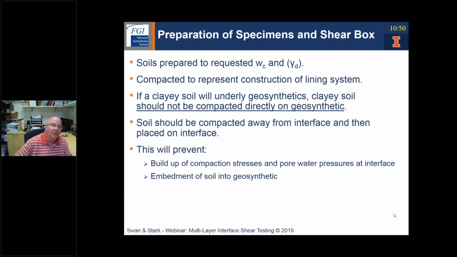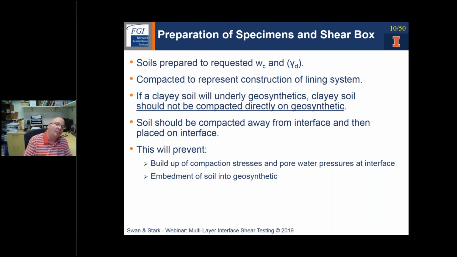So the soils are still prepared, similar to what we would do for a single interface. They would be compacted to represent the condition of the lining system. And therefore, for example, if we have a clayey soil underlying the geosynthetics, the clayey soil should not be compacted then directly on the geosynthetics. So we really want to model the field. So in the field, the clay is going to be placed first, it's going to be compacted, and then the geosynthetic will be laid on top of it.